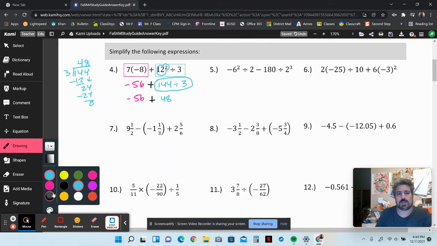Who's going to win that battle, positive or negative? Since they're going different directions, it's going to subtract. Who's going to win? The negative. By how much? What's 56 take away 48? You're going to get 8. So it's going to be negative 8 as your answer. That's what you should have for number 4.